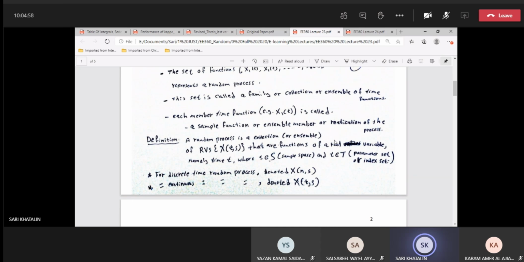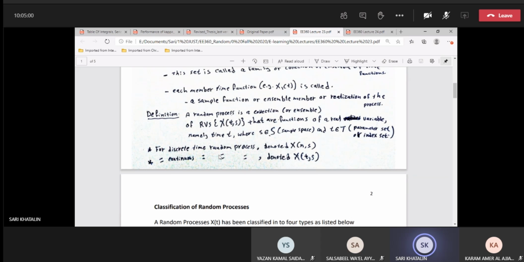So this is the general definition in front of you, but we have a random process for discrete and for continuous. Now, for discrete random process, it's going to be denoted by xn of s, because n is the discrete numbers, okay? And for continuous time random process, it's going to be xt of s, okay?